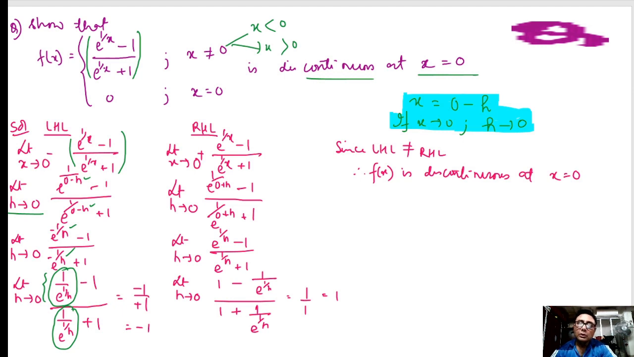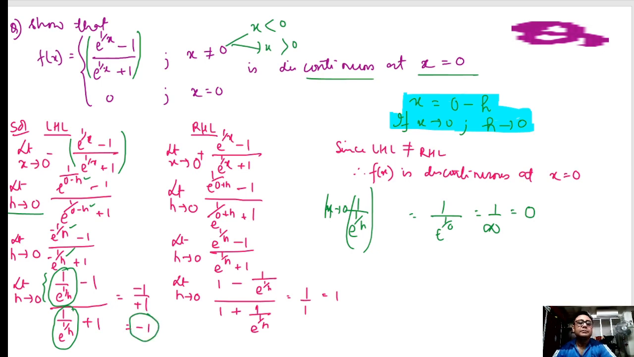Okay, it is given 1 by e to the power 1 by h. Okay, and x tends to 0, h tends to 0. That means if I put 0 in place of h, it is coming e to the power 1 by 0, and 1 by 0 is infinity. So e to the power infinity is infinity, and 1 by infinity is 0. Okay, so this gives you 0, this gives you 0. That means it is minus 1 by 1, which is minus 1.